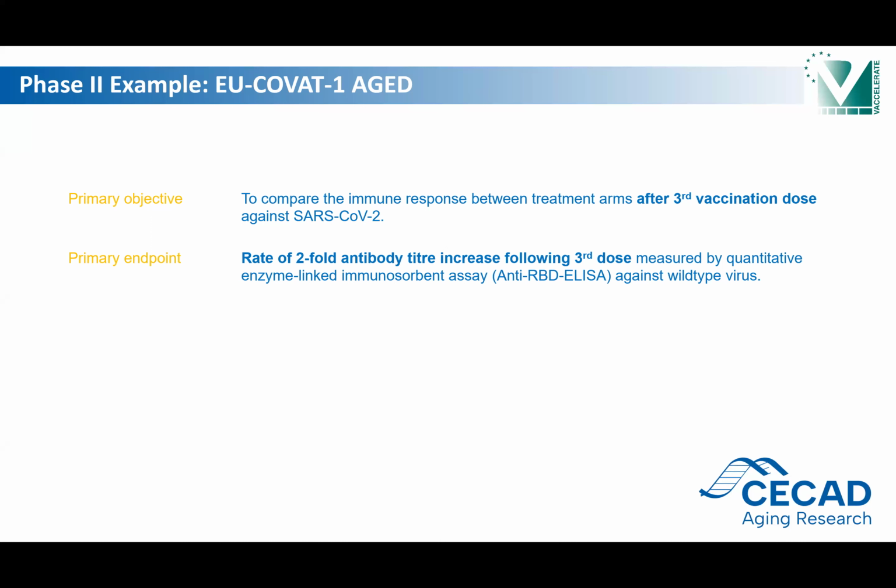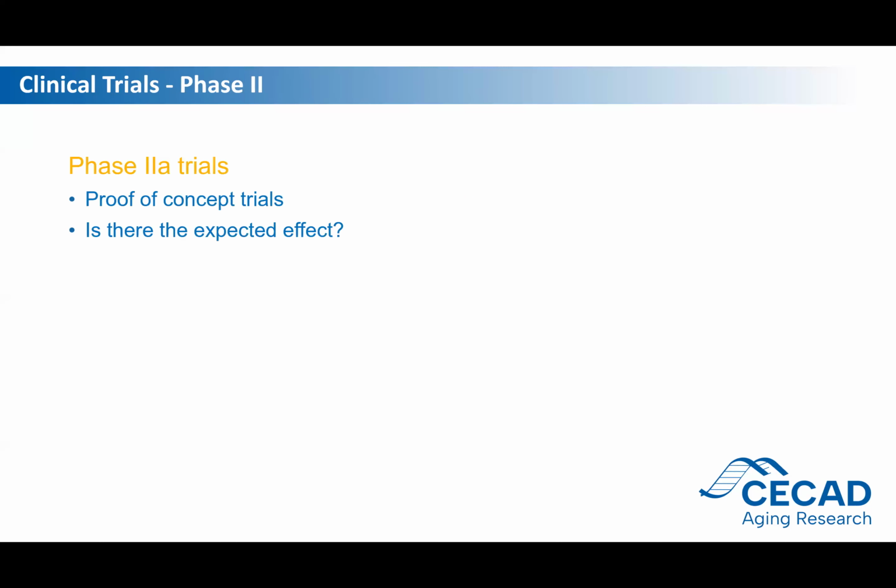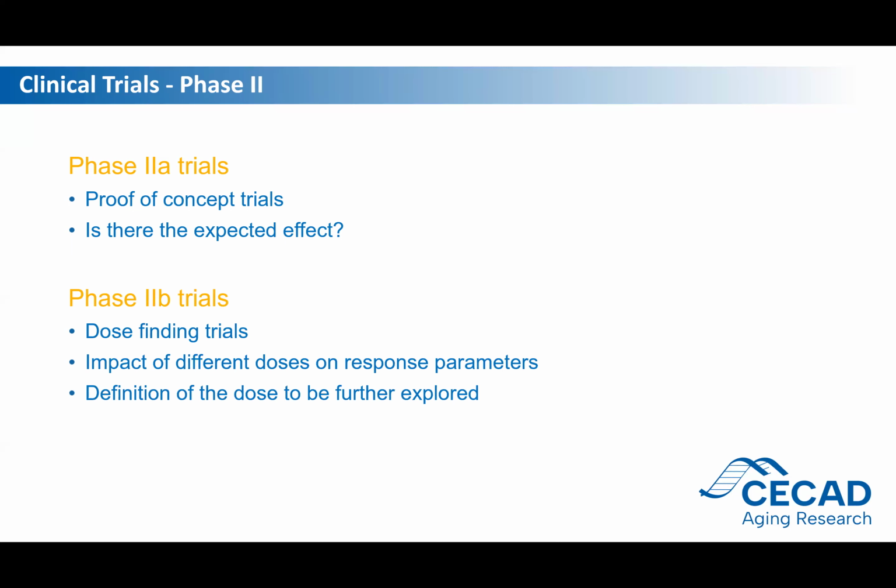So this was just to show you an example of how such a trial design could look like for a phase 2 trial. And especially for phase 2 trials, depending on how complex they are and the endpoint and objective that you defined, it may be needed to further subdivide them, which is very often done in the following ways. Phase 2 trials are subdivided into phase 2A trials, which are used as a proof of concept trial. So we just want to see if the intended effect of our drug compound can actually be detected. So is there the expected effect that we wanted to see at all?